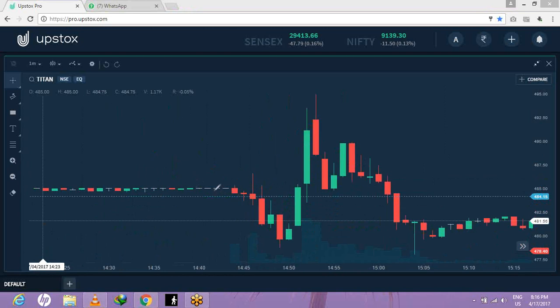And if you are not confident about putting buy and sell orders in this kind of situation, just wait for another candle. What's the big deal in that? Just wait for another candle. If it is red, okay, market is going down. If it is green, okay, market is going up. This is how you should recognize.